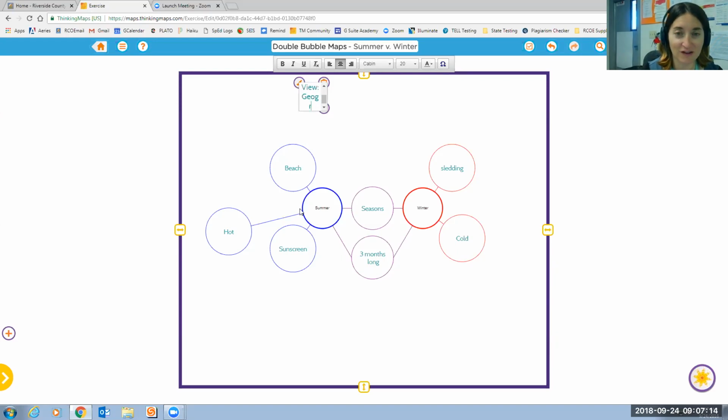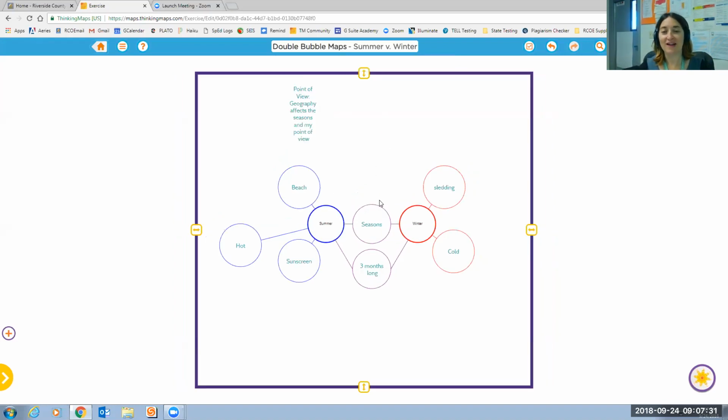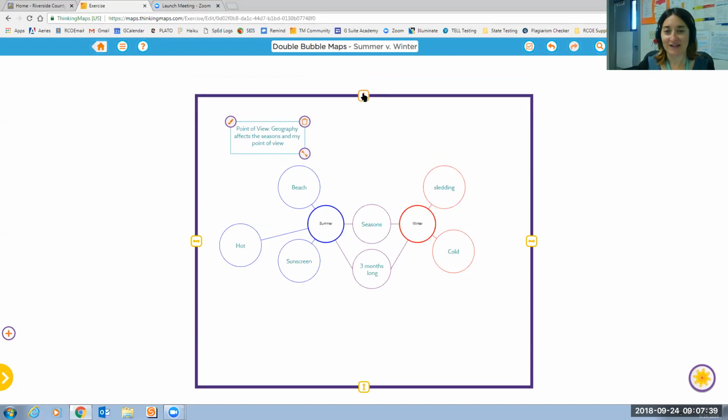So geography affects the seasons and my point of view. So I would put that in my frame of reference so that everyone can understand my point of view and where it comes from.